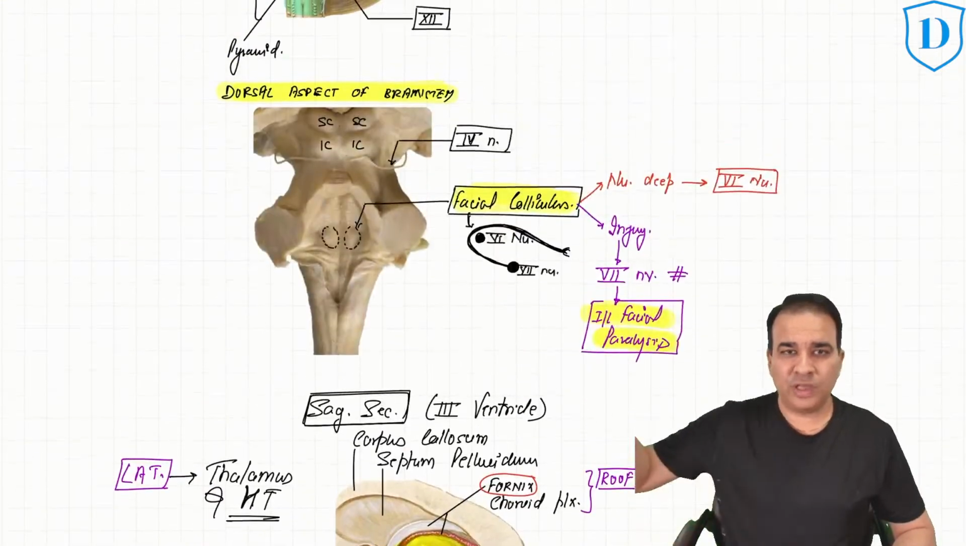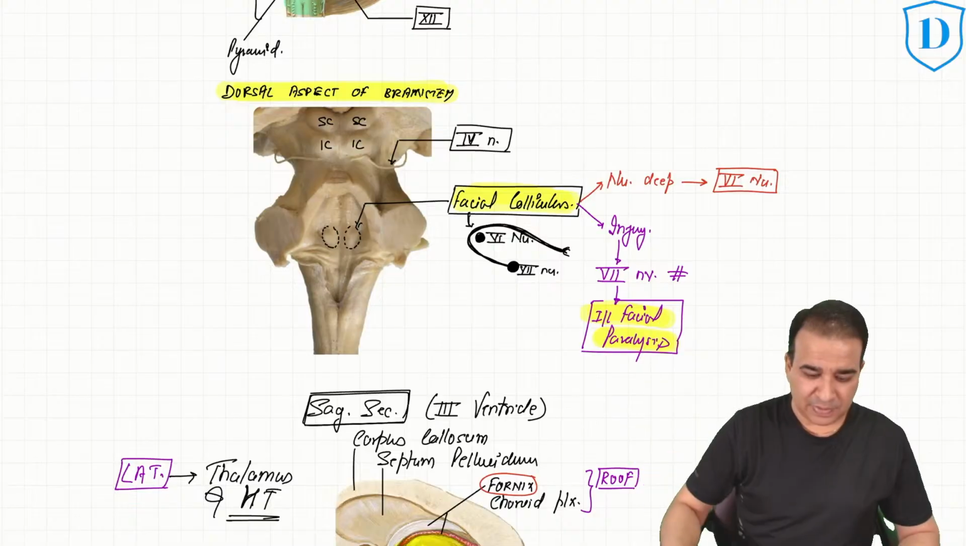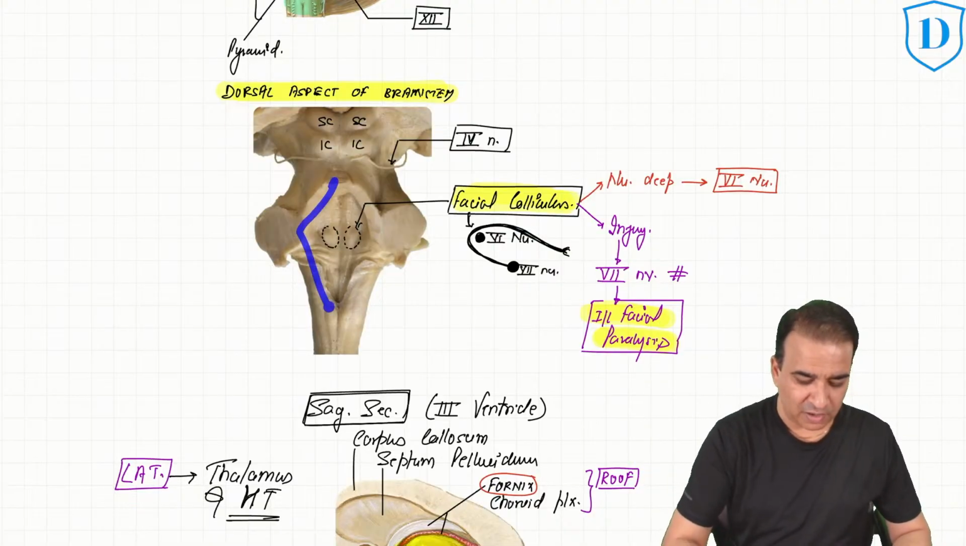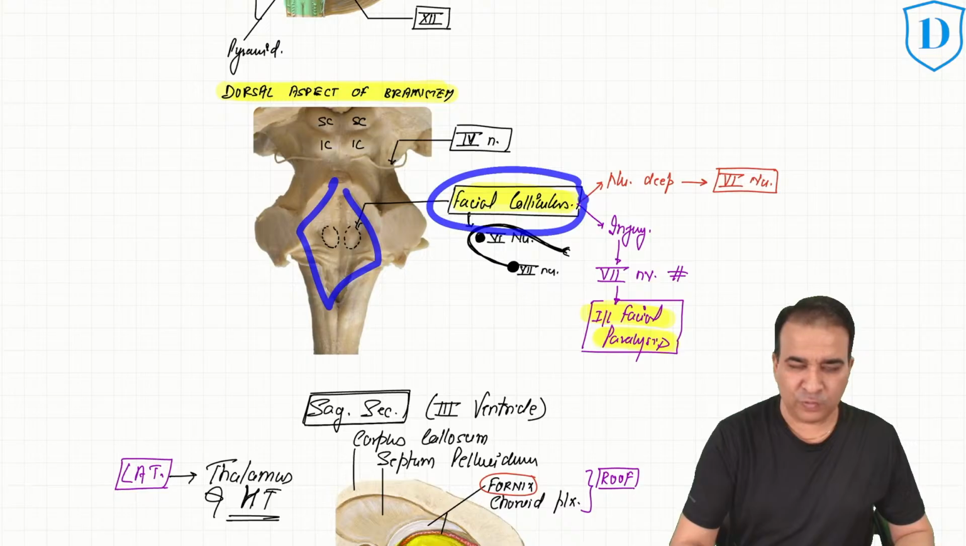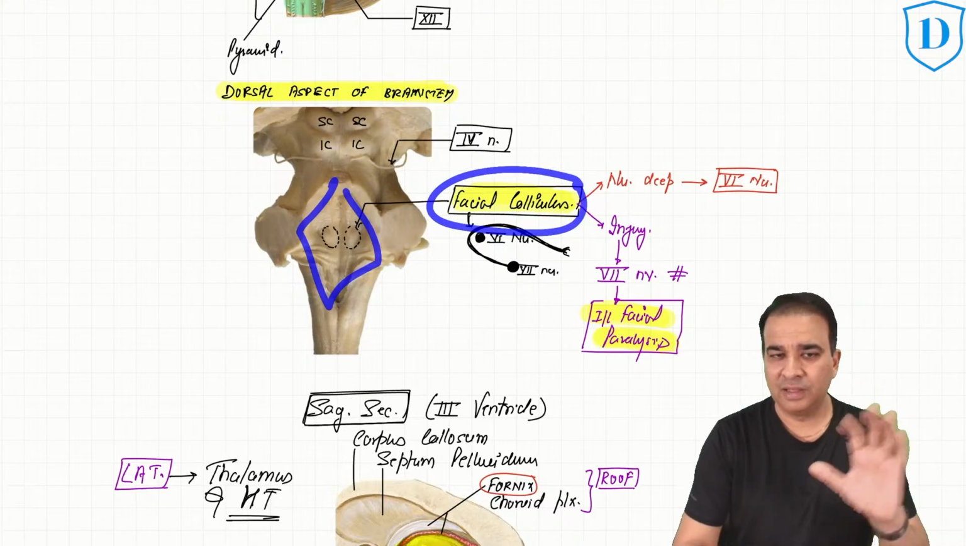Fourth ventricle, though we saw here only, that is the dorsal aspect of the brainstem, is basically showing you the boundary of the fourth ventricle. ये fourth ventricle का floor ही है. And the most important thing in the fourth ventricle floor is the facial colliculus. इतना याद रख लो चलेगा.